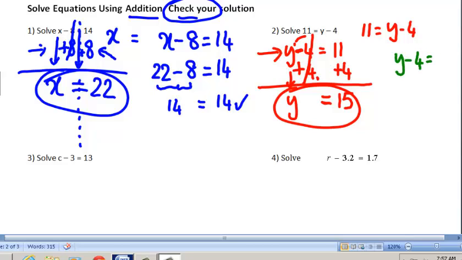This is the actual equation they've given me. This is what I got. 15 minus 4 should be equal to the 11 that they have given me. Is 15 minus 4 11? Yes, 11 equals 11. Correct. That's the solution. I want you to go ahead and finish 3 and 4 in this.